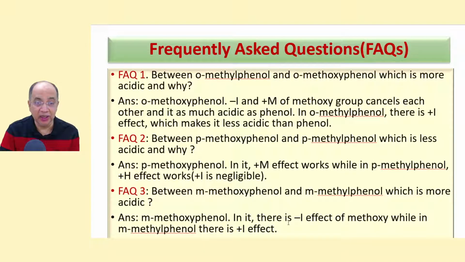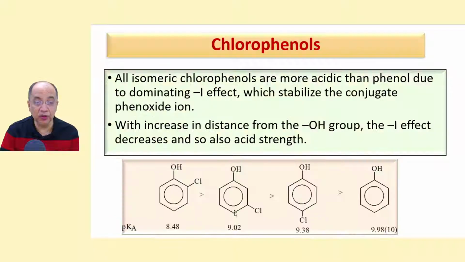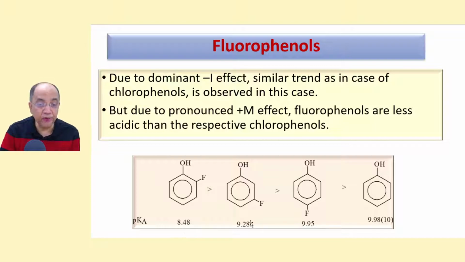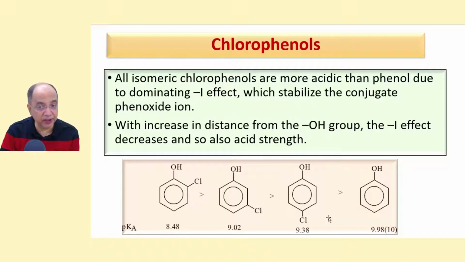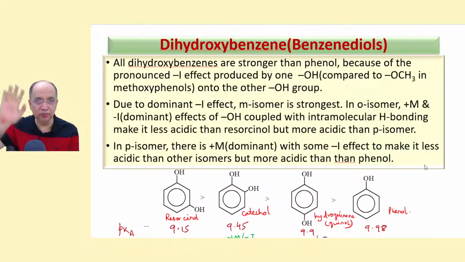You compare the data. Here, where is chlorine? Yes, 8.48, 9.02, 9.38, and here you will find 8.48, 9.28, 9.95, which is less. And you look at the para here. Para is 9.38, but here para is 9.98, which is weaker than parachloro. Got it? Now let us take up dihydroxybenzene.